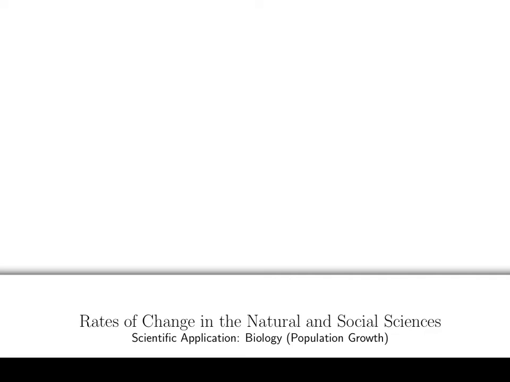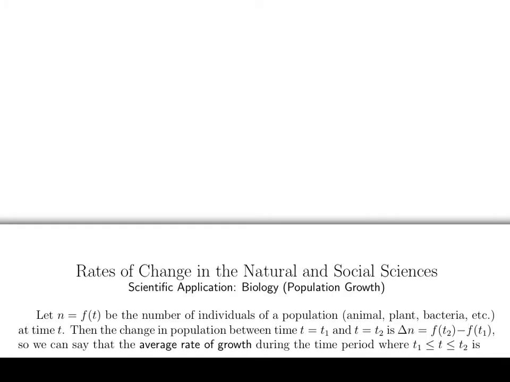Hello, calculus fans. Let's talk about another scientific application here involving biology this time. We're going to talk about population growth. So what we'll do is we'll let n, which is equal to f of t, be the number of individuals of a population at time t. So this population could be a count of animals, plants, bacteria, anything like that.